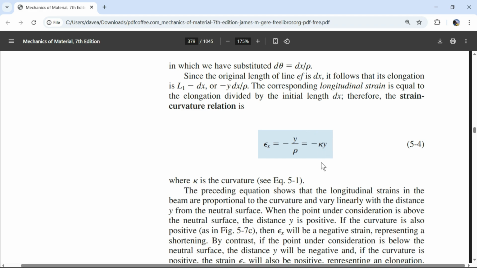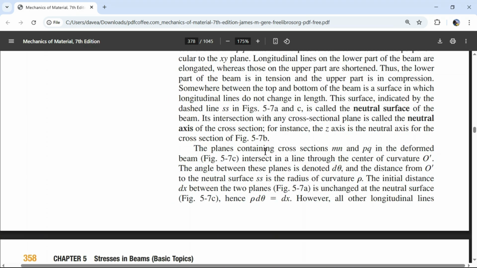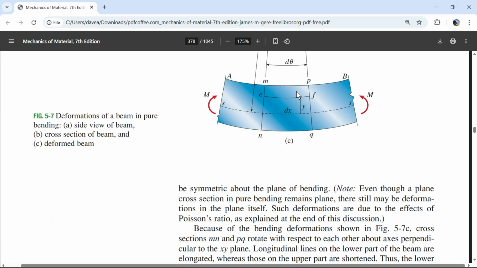It's at the centroid. And so let's talk about that, because if we throw in a positive value of y, curvature is going to be positive because we said rho is going to be in the positive y direction. But hey, we get a negative value for our strain. Yeah, because it's shortened. So when we have a smiley face, the top shortens. That's going to be a positive value of y.